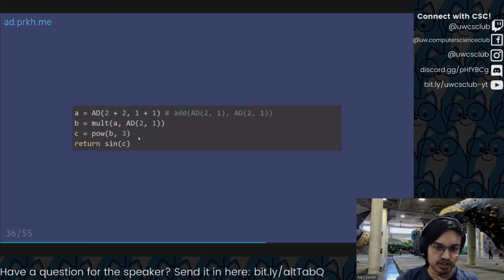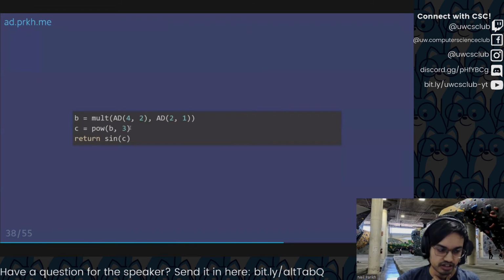So here, if we do that, this was the thing we had before. We say AD add: 2 plus 2, 1 plus 1, and that's just 4 and 2. And that's correct. If you have x plus x with x equals 2, the value is 4 and the derivative is 2. Now we can bring that into the multiply.